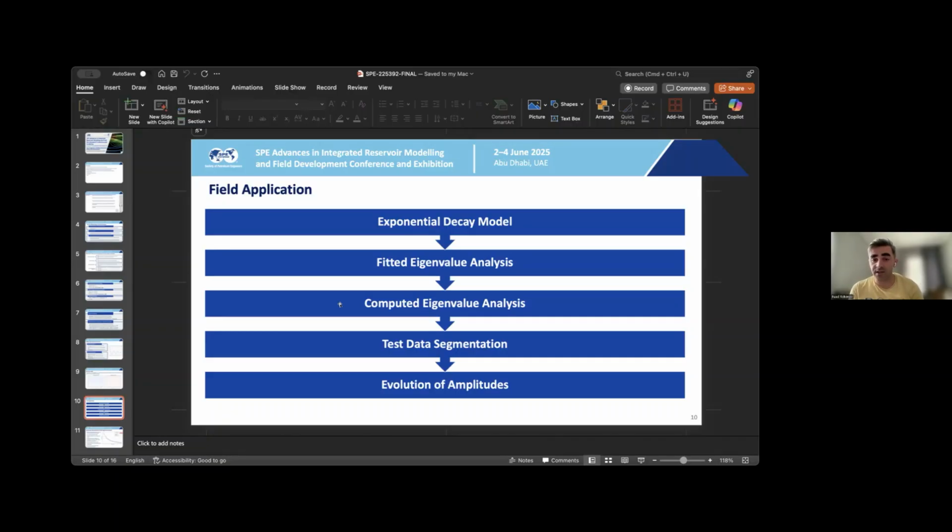Eigenvalue analysis, this is the lambda. So you have two kinds of eigenvalue analysis, fitted and computed. I will show in the next slides what those are, and then test data segmentation. Usually for the linear flow test, in my experience, I've never done a linear flow test less than 3 hours, because in less than 3 hours, you are still in transient state. You have never reached steady state, right?